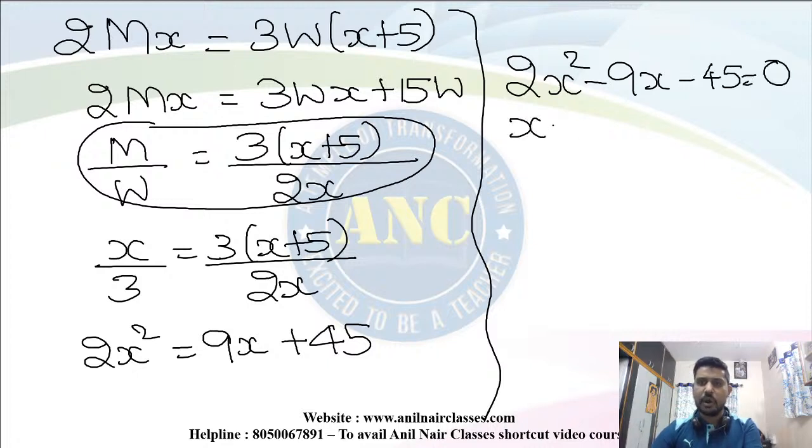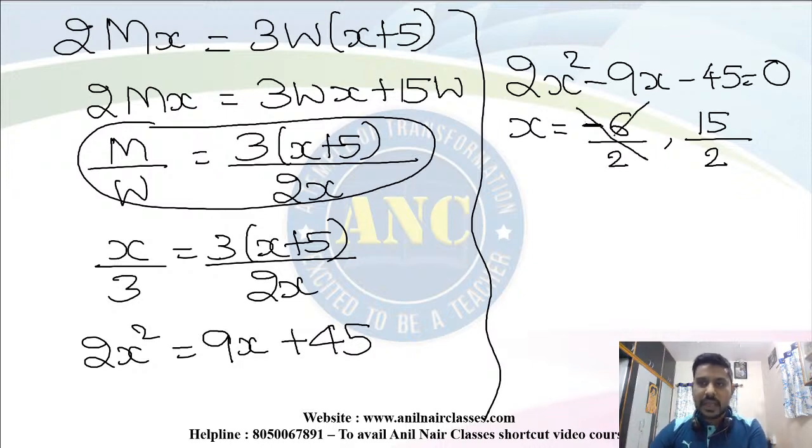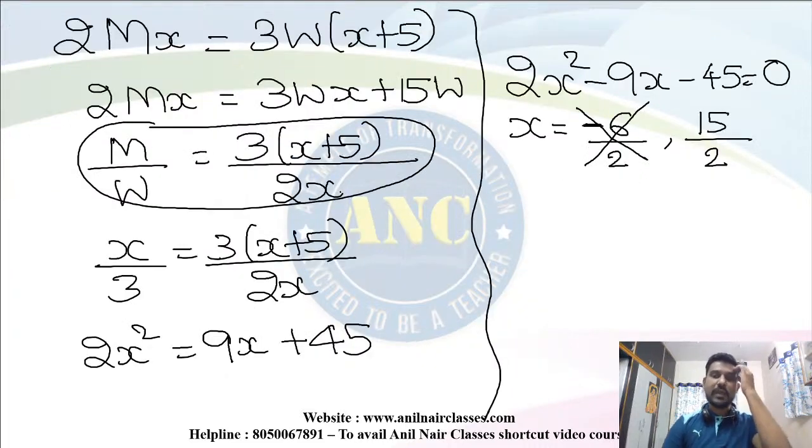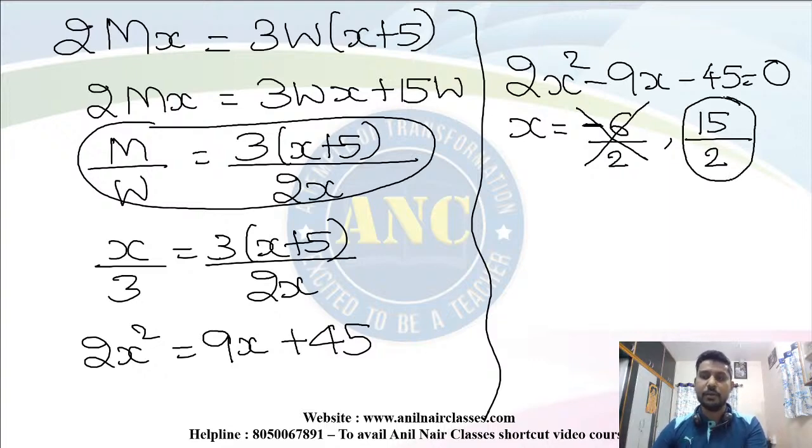And I am sure that you know how to simplify this quadratic equation. When you simplify, you will get two values. X is equal to 6 by 2, X is equal to 15 by 2. But 6 by 2 is actually not 6 by 2, it will be minus 6 by 2 if you want. You can check it out. But you cannot have x value negative, because what is x? X is nothing but the number of days. Can the number of days be negative? No, the number of days can never be negative. So you can ignore that x value as minus 6 by 2. Ultimately, x value is 15 by 2.